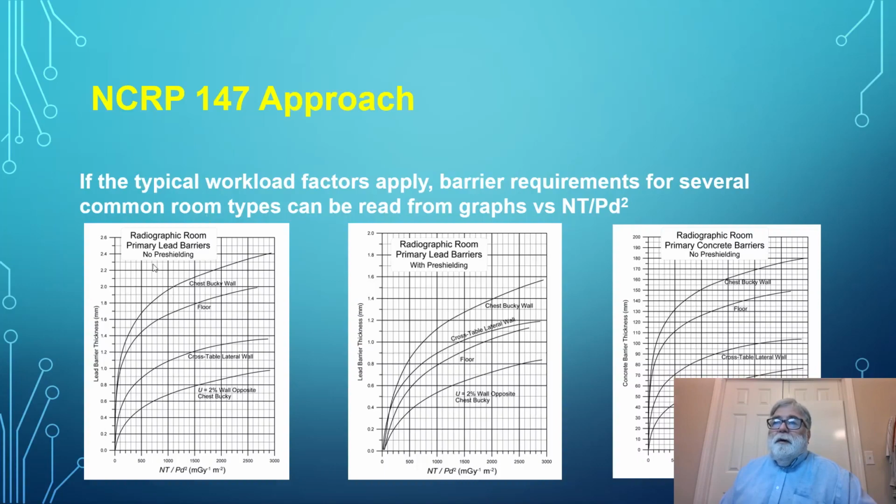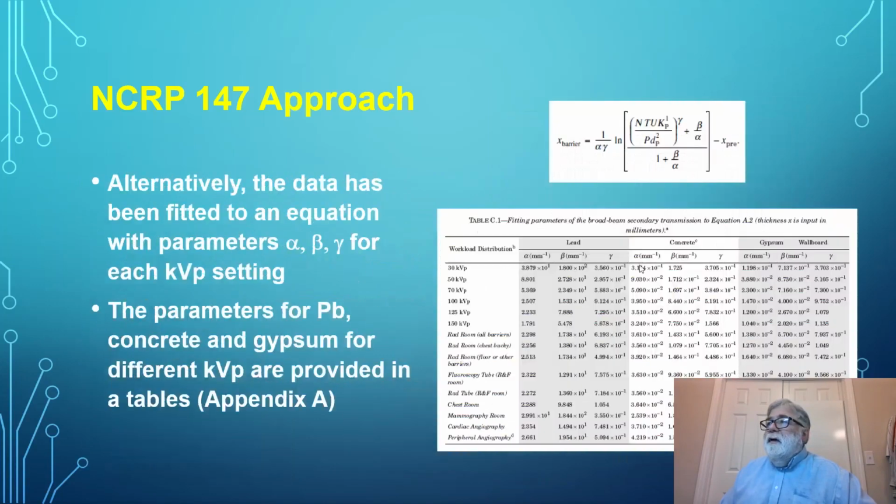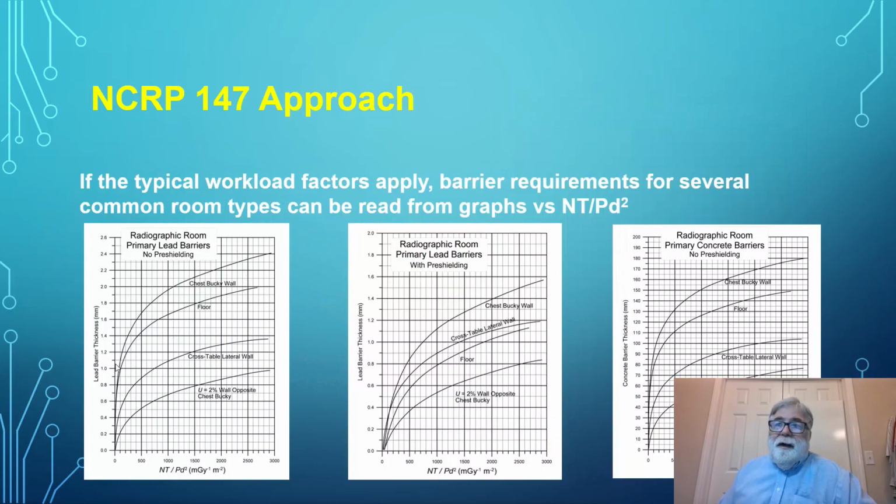Let's see, for typical workloads, these kinds of procedures that we've been talking about, there's an even simpler way to do this. We calculate NT over PD squared. We get some number, and from that we can just directly go and get the lead thickness. If we've got any of these kinds of facilities, this is the way we can go about doing it. It's fairly straightforward. And the number of procedures, these graphs have the K built into them. This is if we disregard that pre-shielding, that X pre. This is if we include the X pre, then that's why the graph is a little bit different, etc.